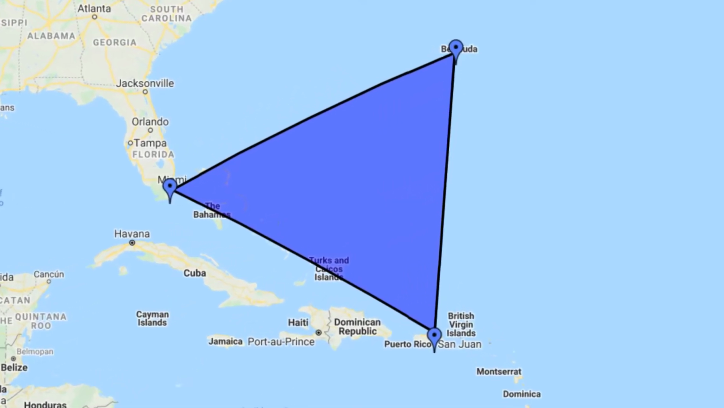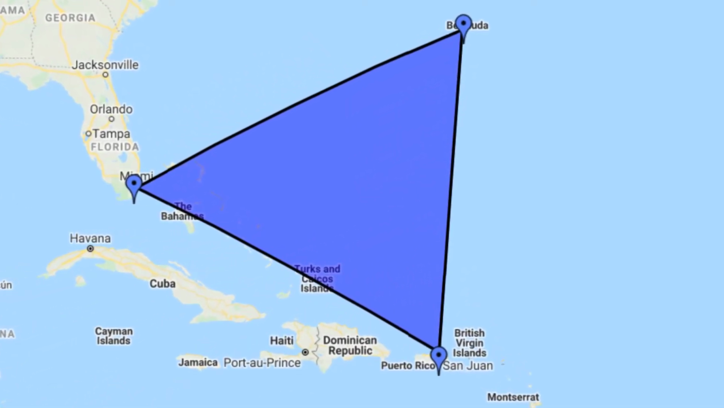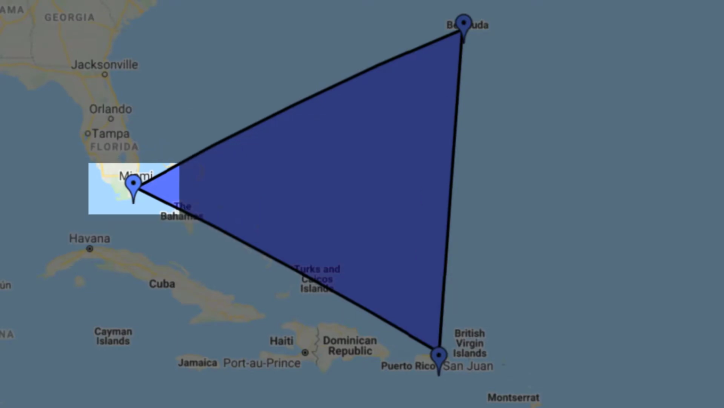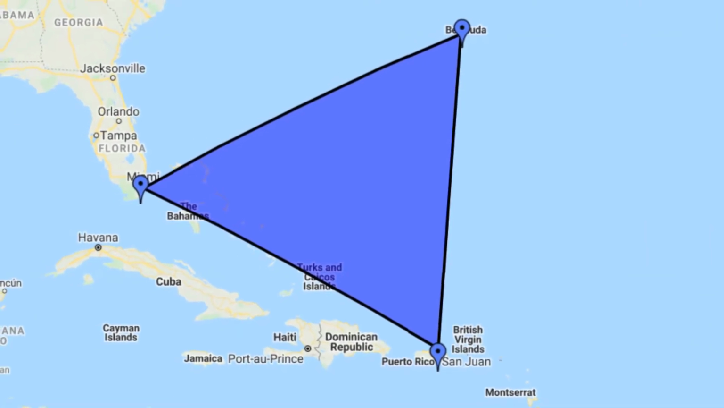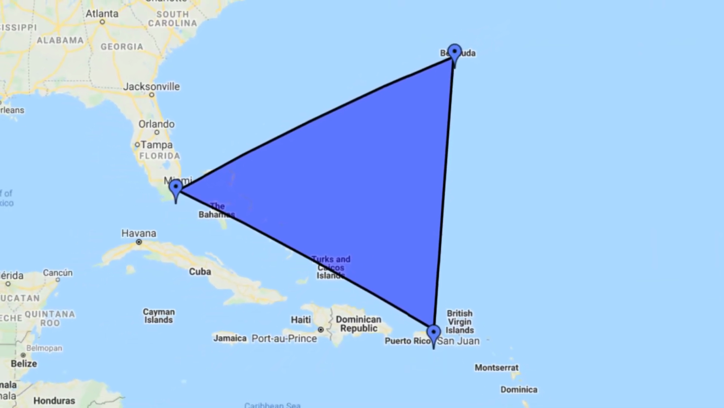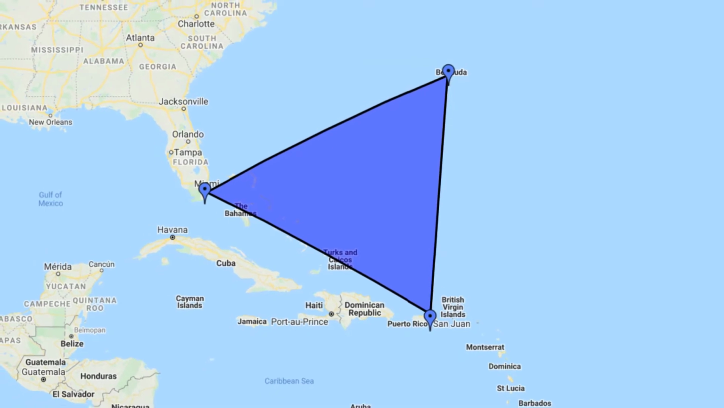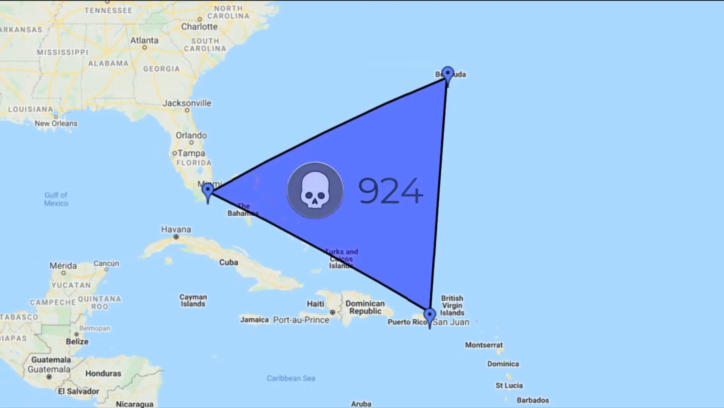The Bermuda Triangle is a triangular area with its vertices at Miami, Florida, San Juan, Puerto Rico, and Bermuda. The Bermuda Triangle is notorious for the many planes and ships that have entered it and never returned. The Bermuda Triangle has caused 924 deaths, and only 25 people from those accidents came out alive.